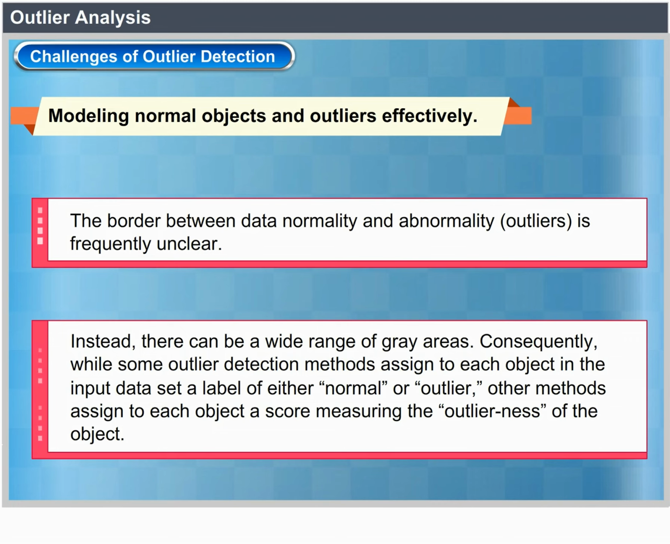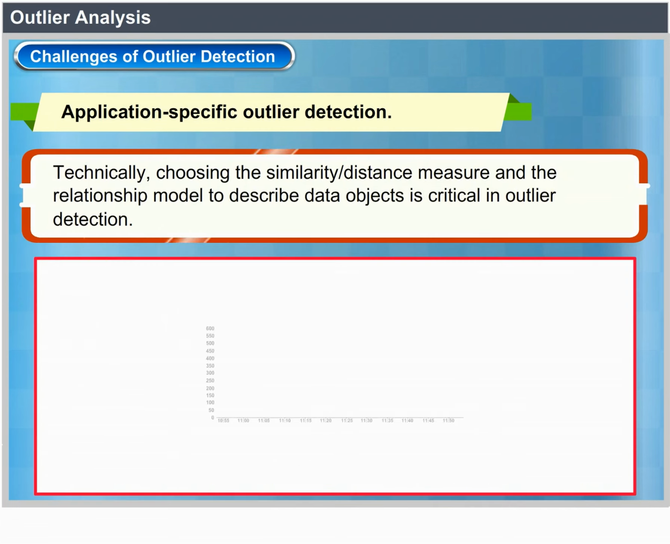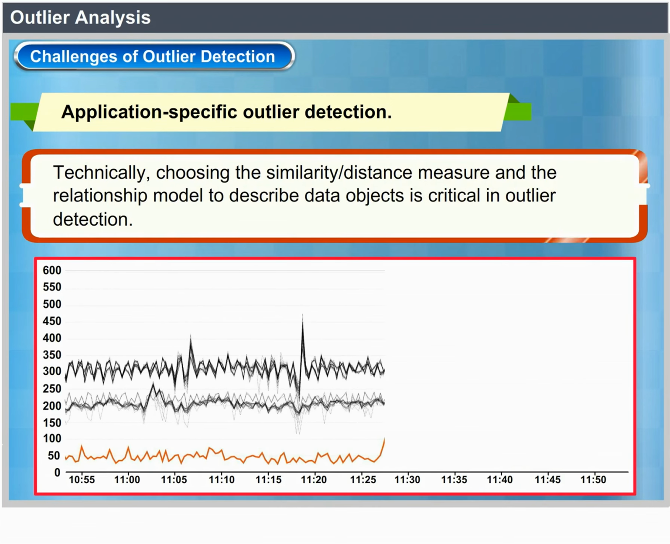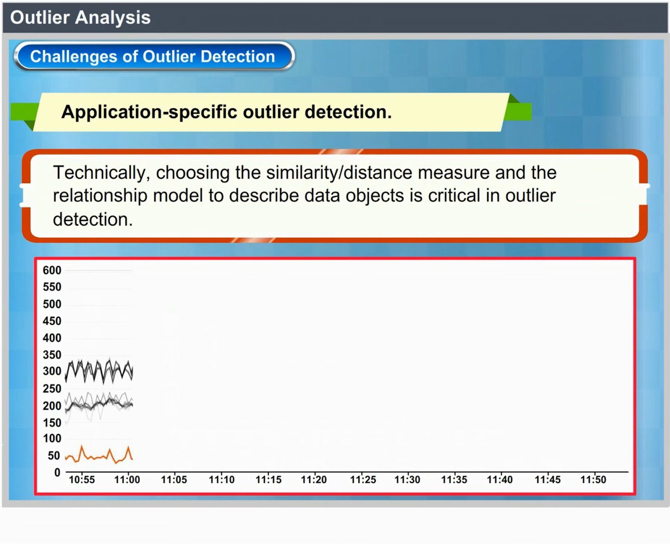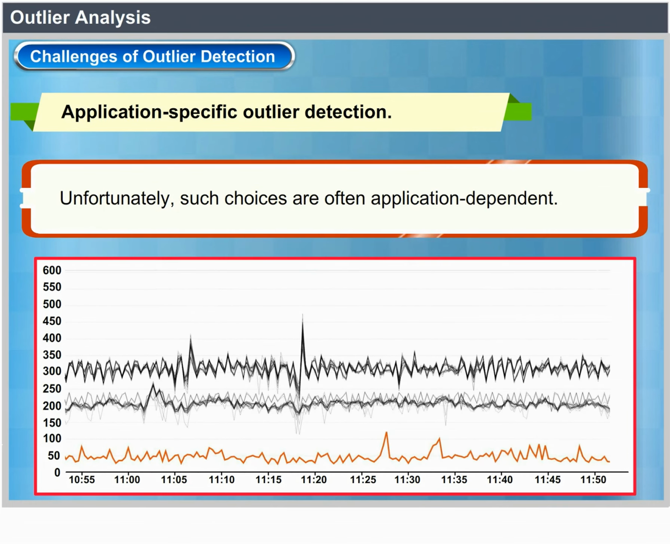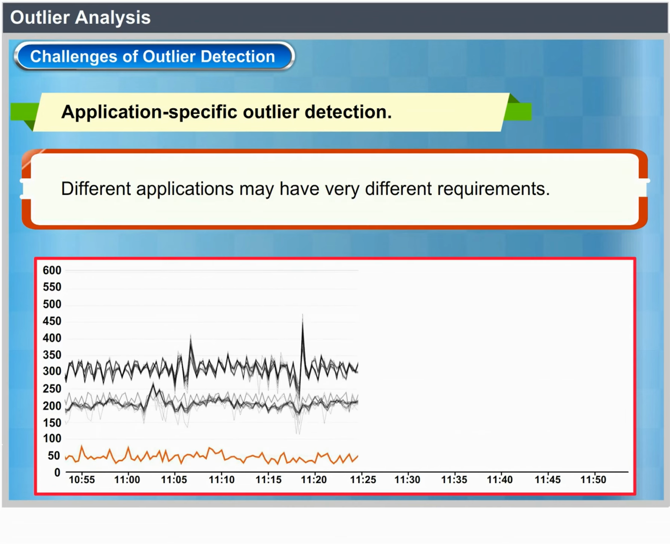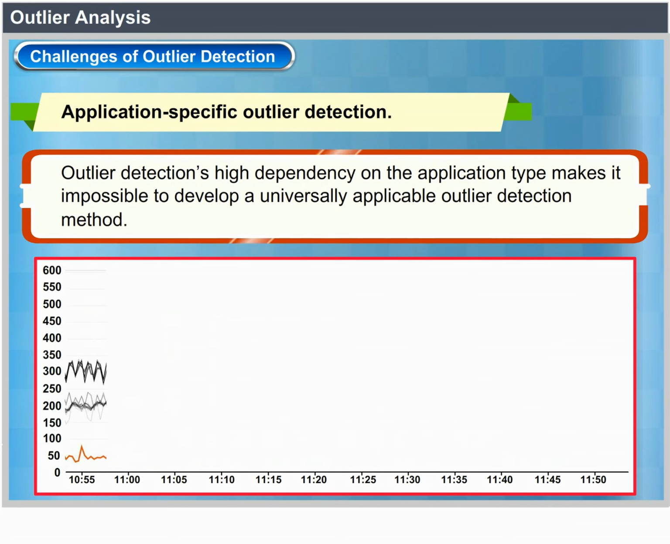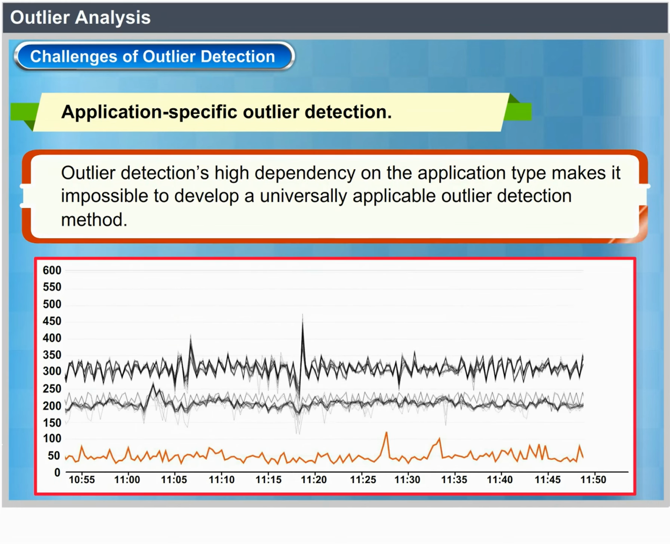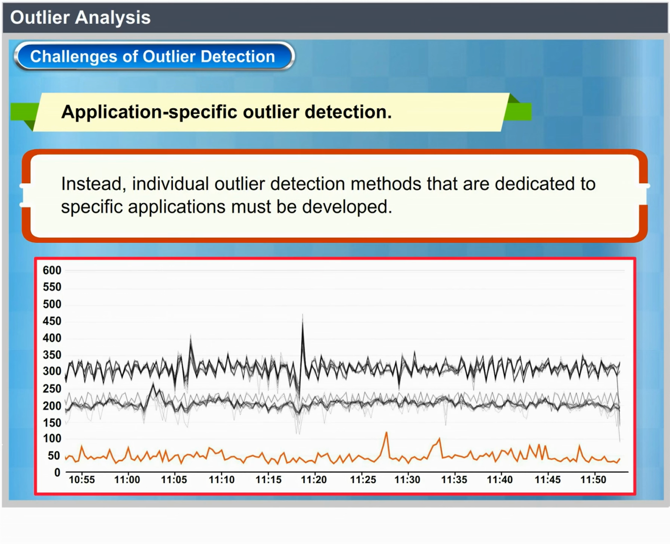Application-specific outlier detection. Technically, choosing the similarity distance measure and the relationship model to describe data objects is critical in outlier detection. Unfortunately, such choices are often application-dependent. Different applications may have very different requirements. Outlier detection's high dependency on the application type makes it impossible to develop a universally applicable outlier detection method. Instead, individual outlier detection methods that are dedicated to specific applications must be developed.